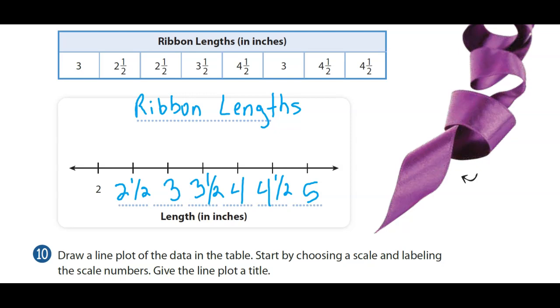In the table. So, do we have any 2s? No. How many 2.5s do we have? 2. How many 3s? 2. Is that correct? Side by side? No. They have to be what? On top of each other. Okay. Any 3.5s? 1. Any 4s? No. Any 4.5s? How many? 1, 2, 3. Any 5s? No. That's it.